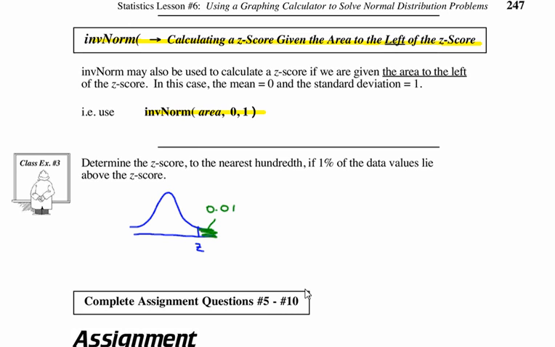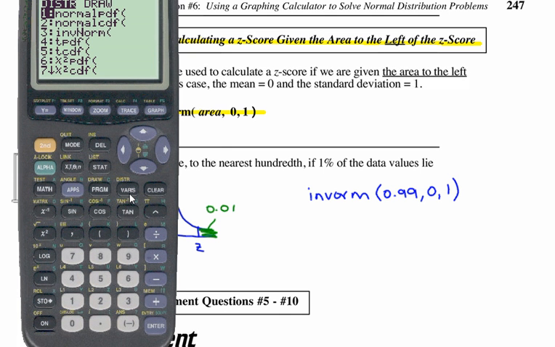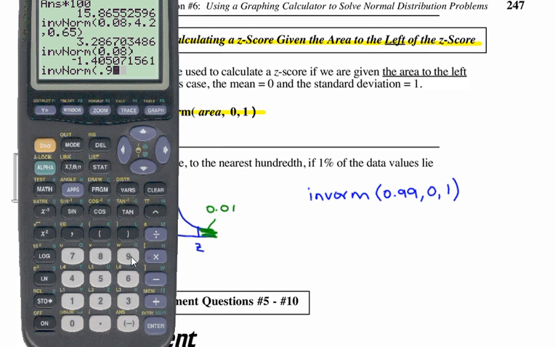Now remember, with inverse norm we have to know our area to the left. So we first have to figure out this area here, which is 1 minus 0.01, because our whole area adds to 1, and so 0.99. So the area is 0.99, comma, our mean for our z-score is 0, and our standard deviation is 1. So second VARS, number 3, 0.99 is the area to the left of our z-score. We always need the area to the left, comma 0, comma 1.